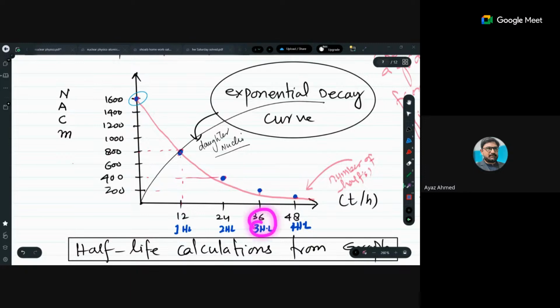After three half lives, it would be divided by 8. So 1600 divided by 8 is how much? 200. So it is over here. Then after four half lives, 1600 divided by 16, so it will be 100. So you just spot all these points and join them, and you will get a half-life graph.